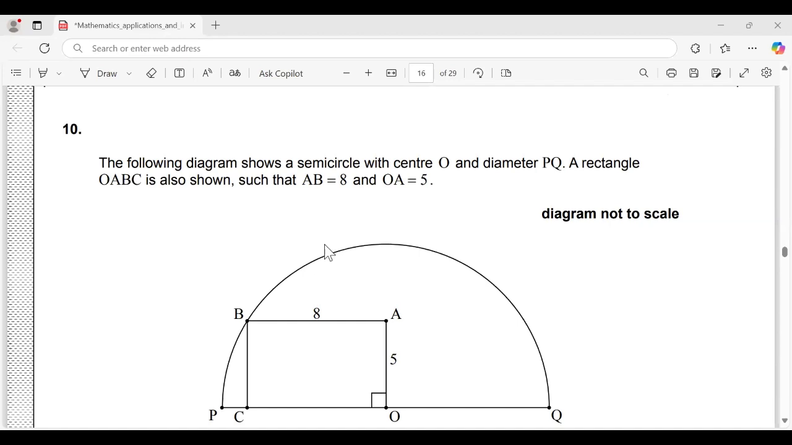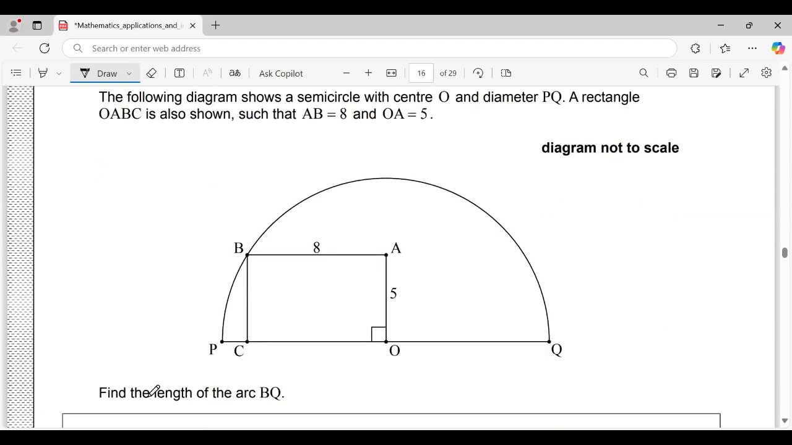Number 10, the following diagram shows a semicircle with center O and diameter PQ. A rectangle OABC is also shown such that AB equals 8 and OA equals 5. This is the diagram. Find the length of arc BQ. So we are going to calculate this arc length.